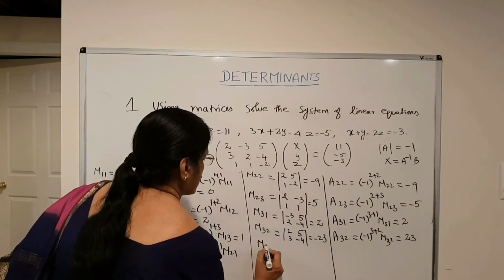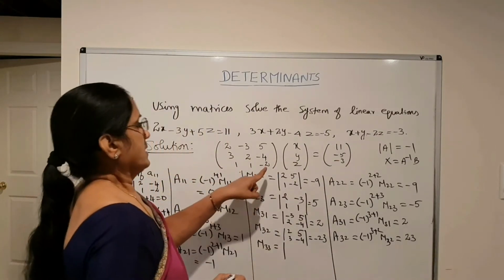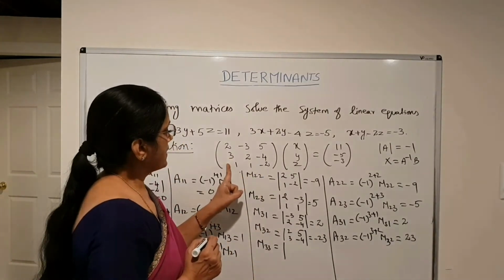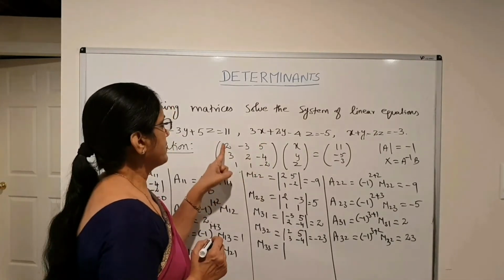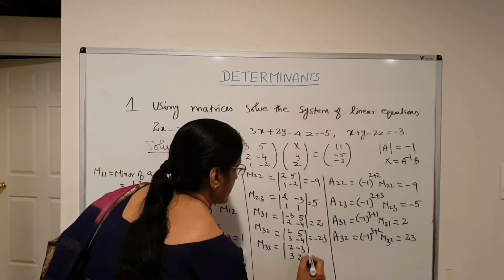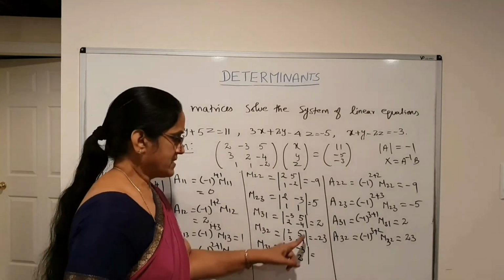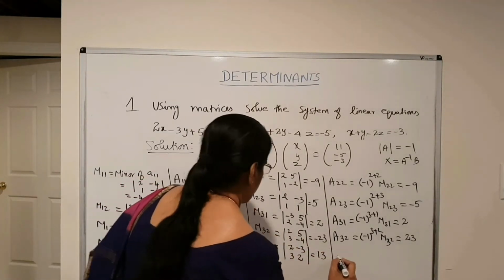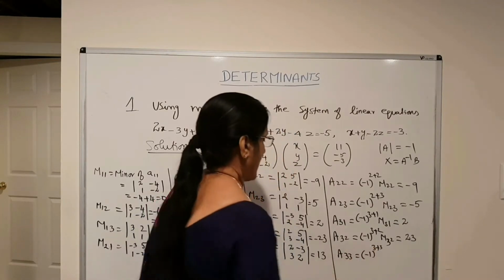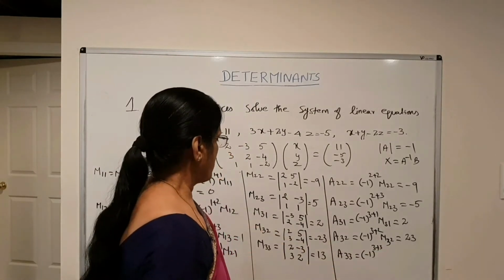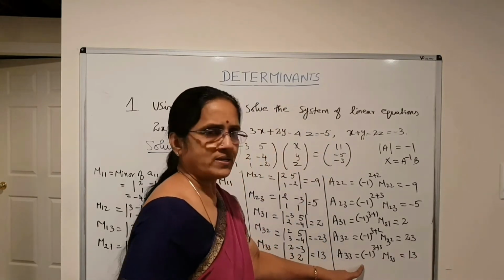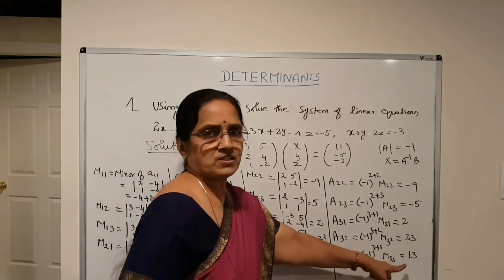Then M33 is going to be the determinant. It is the minor of the element A33, which is minus 2 over here. Leaving the third row and the third column, we are left with 2, minus 3, 3, 2, which is 4 plus 9, 13. So the corresponding A33 will be minus 1 to the power 3 plus 3. i is 3, j is 3, so 3 plus 3 into M33. Why will it be 13? Because this is positive 1 and M33 is 13. So the value is going to be 13.